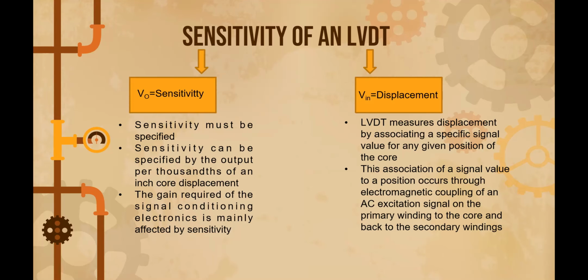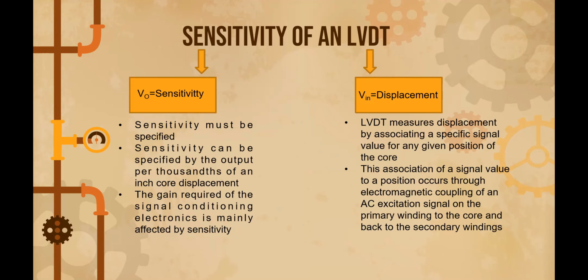For the displacement, the LVDT measures displacement by associating a specific signal value for any given position of the core, and this association of a signal value to a position occurs through electromagnetic coupling of an AC excitation signal on the primary winding to the core and back to the secondary windings.